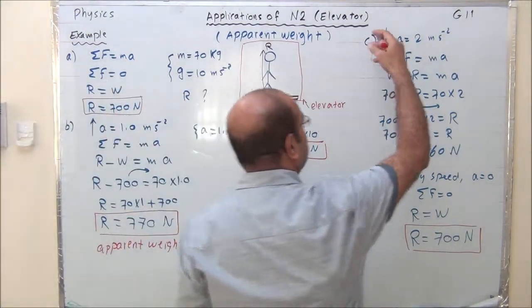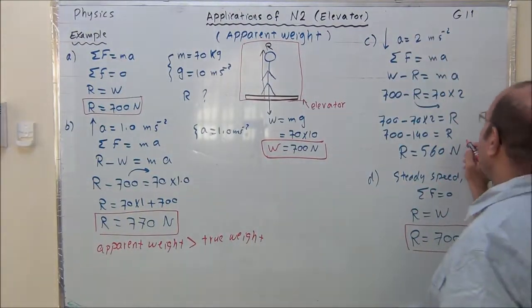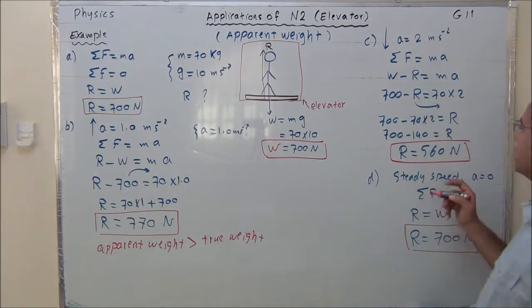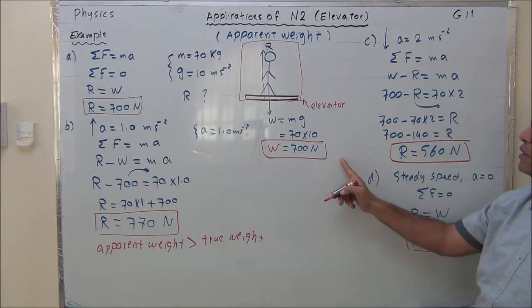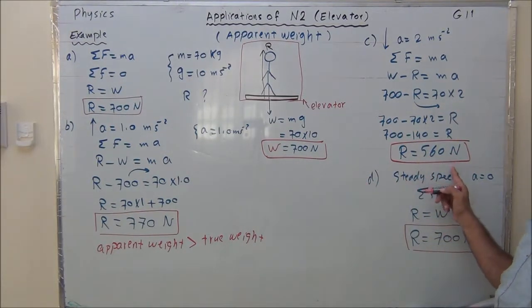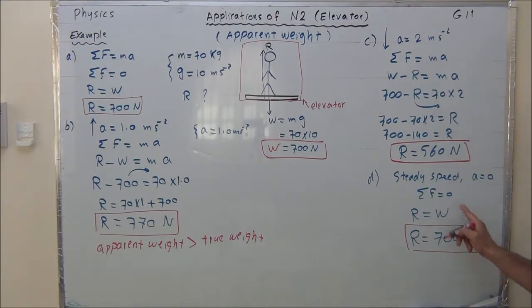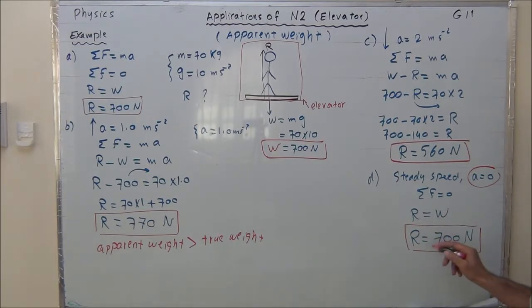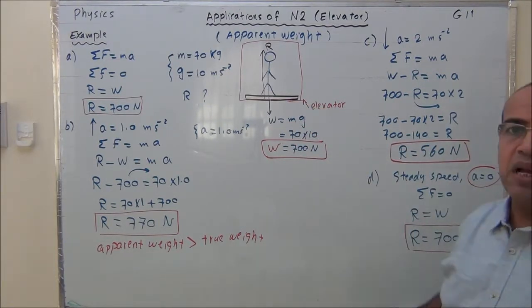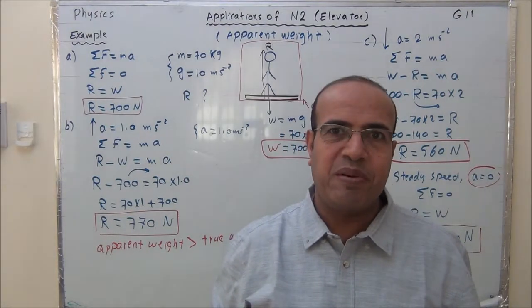In part C, when it moves down, R equals 560 Newton. It is less, so the apparent weight is less than the true weight. In the last one, when the lift moves at a steady speed, the acceleration equals 0, so the resultant force equals 0, R equals the weight. So also at steady speed, the same as stationary, the apparent weight equals the true weight. I hope you understand this application.